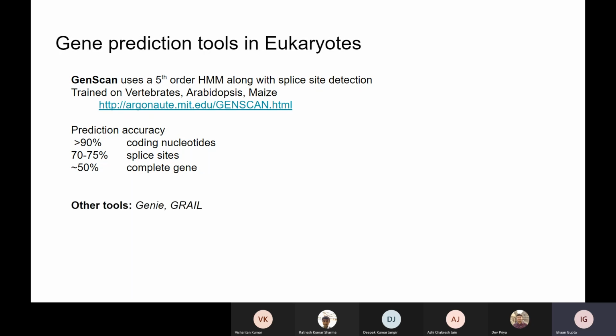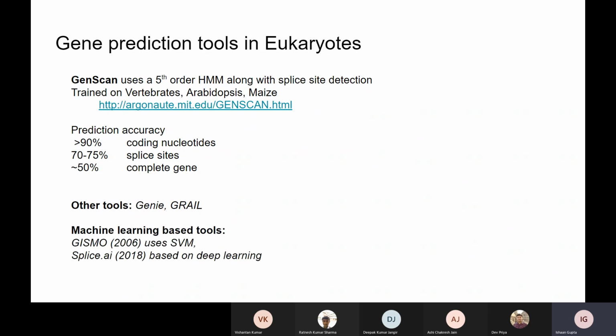So therefore, there are new tools which are coming up, which are based on machine learning, which either use things like support vector machines or deep learning. Again, the principles are the same. You give an input data set of known genes, and these tools learn features from these known genes. And after learning features from the known genes, these tools then apply these predictions on a new input sequence. All right, just like we did for hidden Markov model.